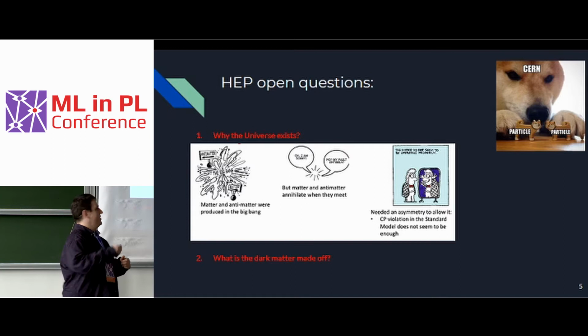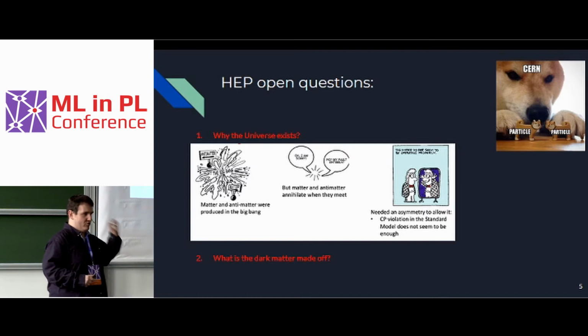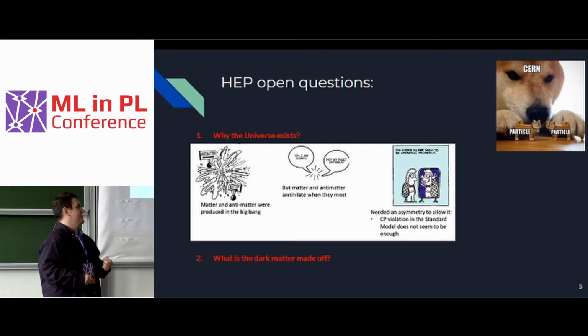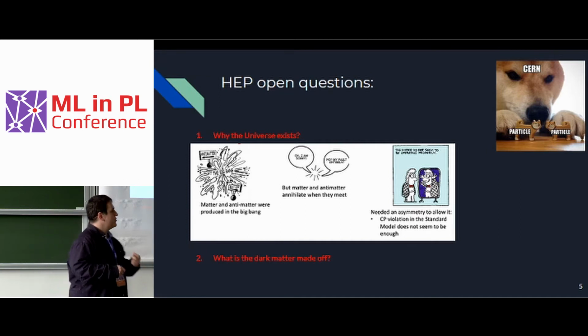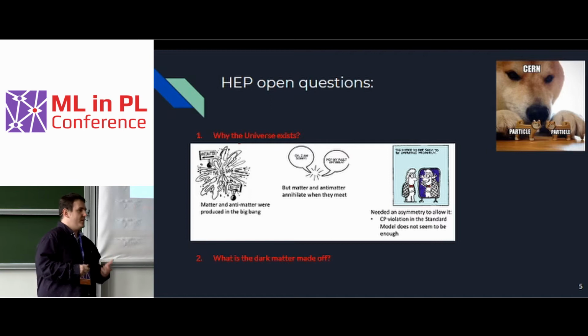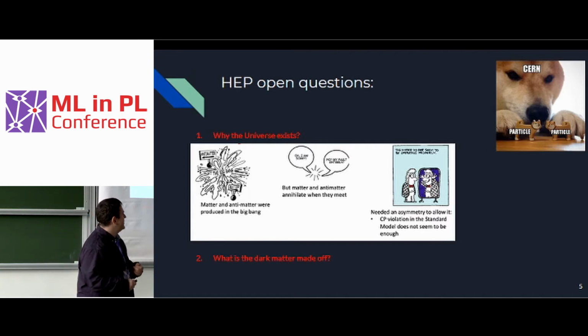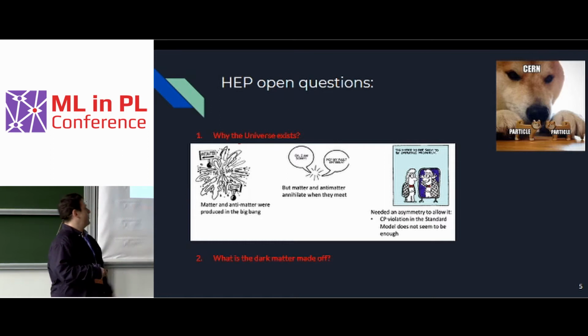So the question is, if we got the same amount of matter and antimatter, our universe shouldn't exist. And we know that we are here, so there should be a process that explains the discrepancy between matter and antimatter. This process is called CP violation. Explaining the details is out of scope of this presentation.